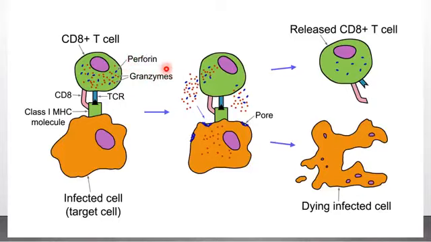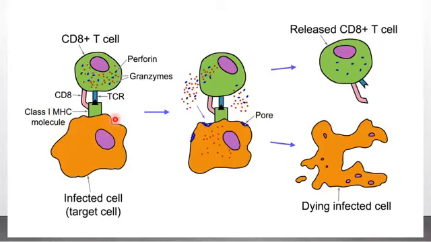Both granzymes and perforin are located in the granules inside the CD8 T cell. Perforin forms a pore in the target cells and forms a passage for the granzymes, which enter the target cells and then induce apoptosis, and the cells are ingested by phagocytes. That's the pathway of the cytotoxic T cells.